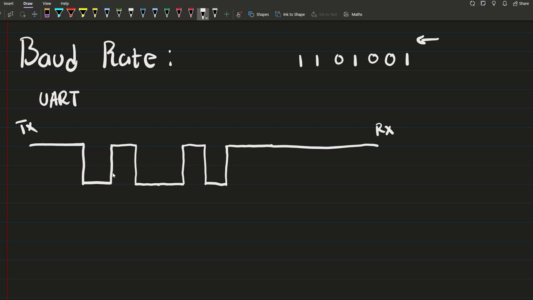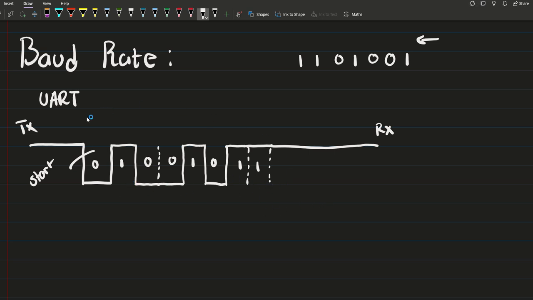Let me write this down. This is the start bit, which is 0. So we're going to have 0 there, and this is the start. And then we're going to have the first bit, 1, and then the second and third bits, 0, 0, and then we have a 1, and then a 0, and then the last two ones. And then the ending bit is 1 right there.